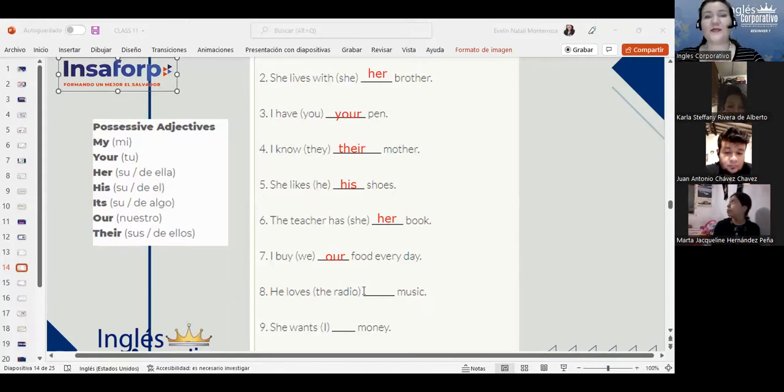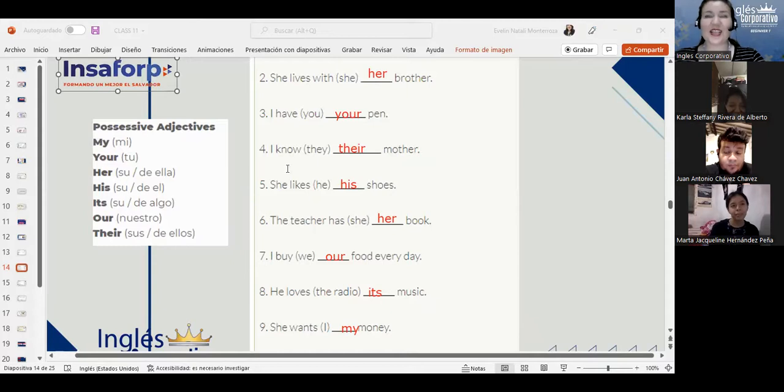He loves its music. He loves its music. De la radio. She wants my money. Sure. She wants my money, right?